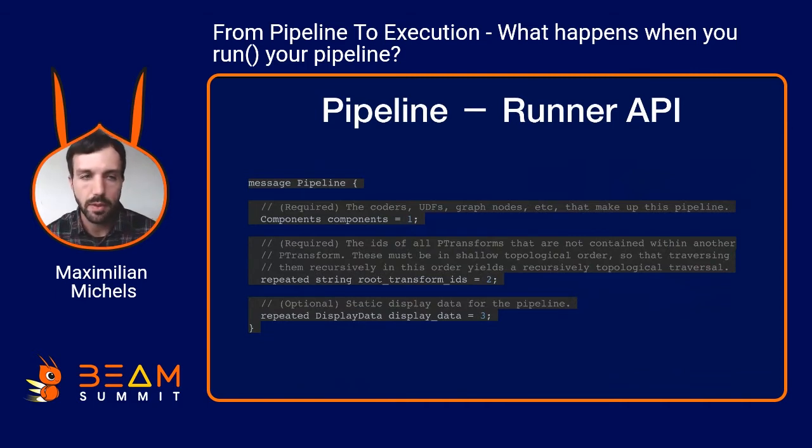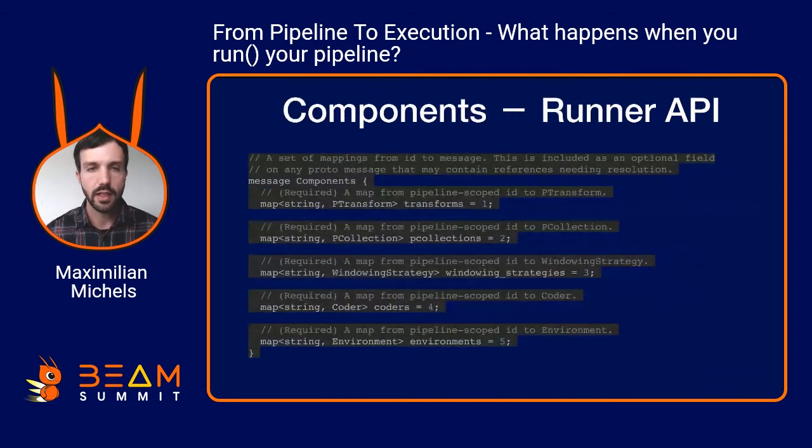So protobuf has these messages, which is just a structure to hold data. You can see a pipeline is actually just components and the root transforms, which, I mean, you need to start somewhere, right? So these are the transforms which don't take an input. And then everything else is contained in the components. If we take a look at the components, we can see components are just transforms, PCollections. Well, that's not a big surprise.